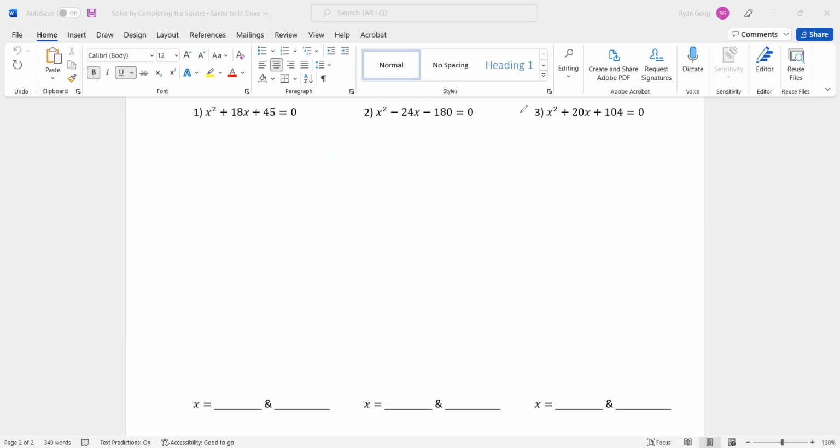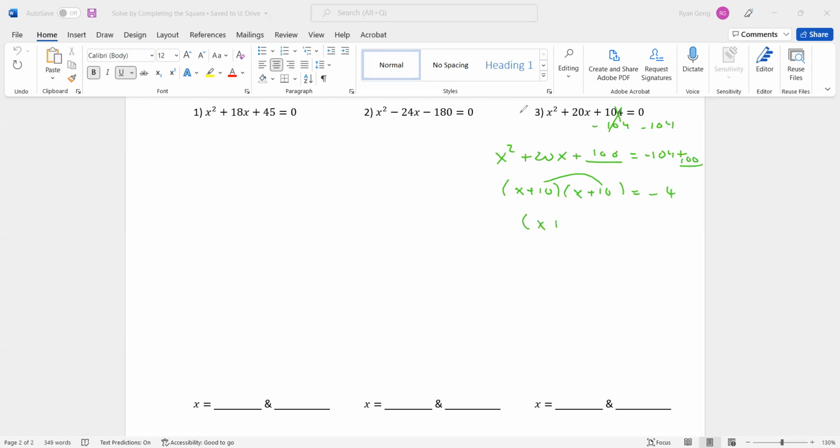So last one, subtract 104. I get x squared plus 20x plus blank equals negative 104 plus blank. I'm going to rewrite this as something plus 10. Hopefully you understand where I'm getting 10, half of 20. 10 times 10 is 100. Okay, and that equals negative 4.